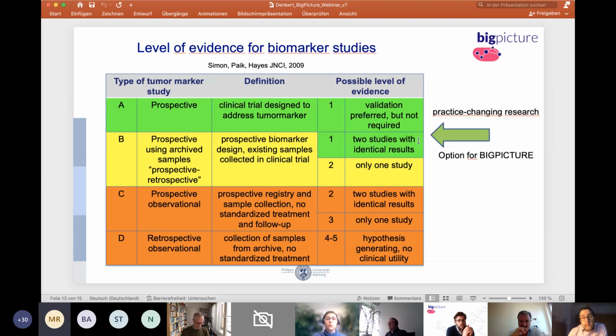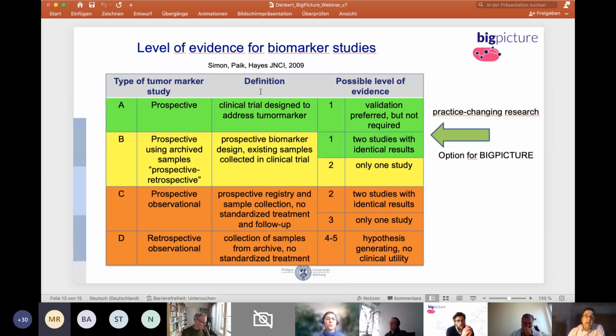This is very different from what we are typically doing in pathology. So the classical way to look at pathology cohorts is to collect samples from the archive. We are also doing this in Marburg. It's very valuable for some research questions, but typically there is no standardized treatment. The selection is not standardized. So this is a level of evidence of 4 or 5. It's hypothesis generating, but it cannot change the way we are treating patients and we are doing diagnosis.